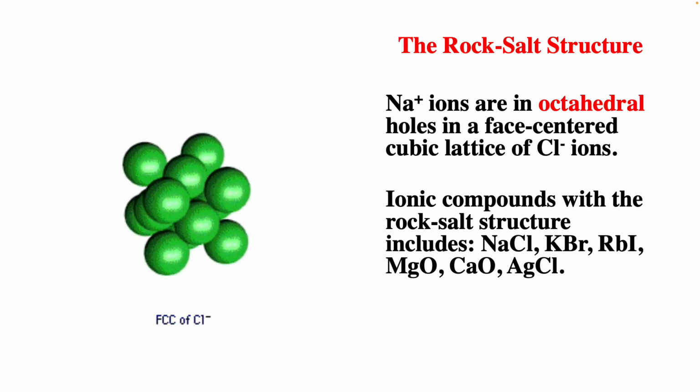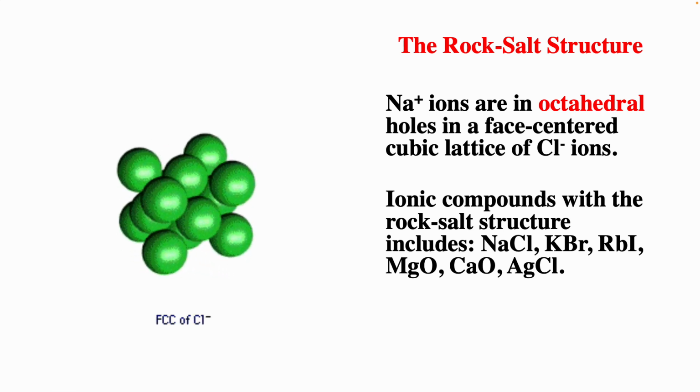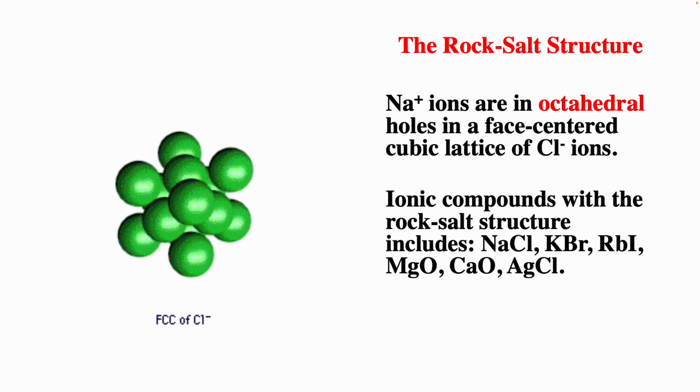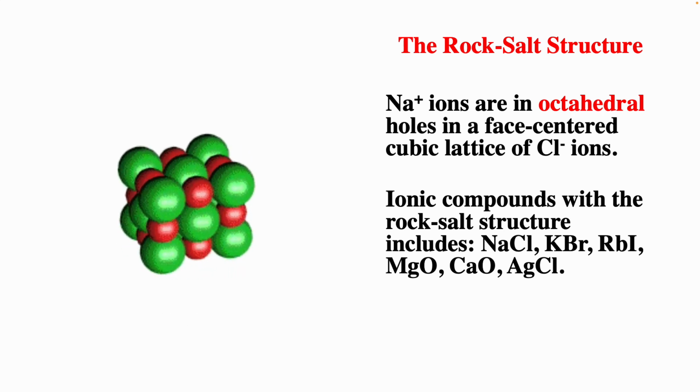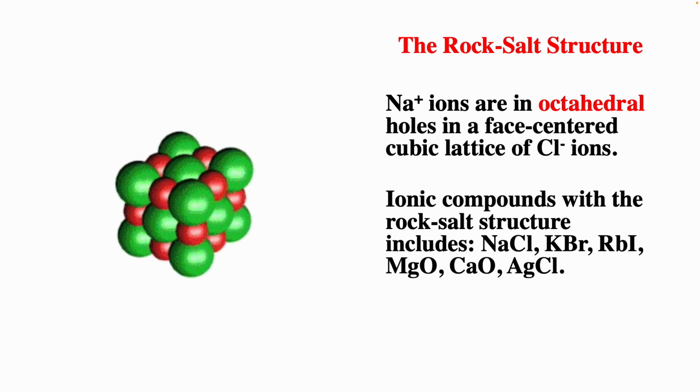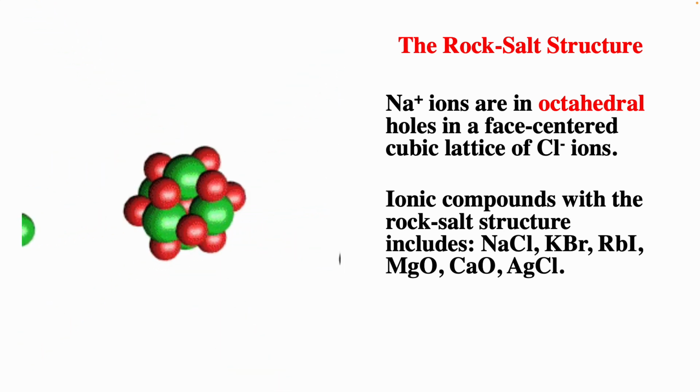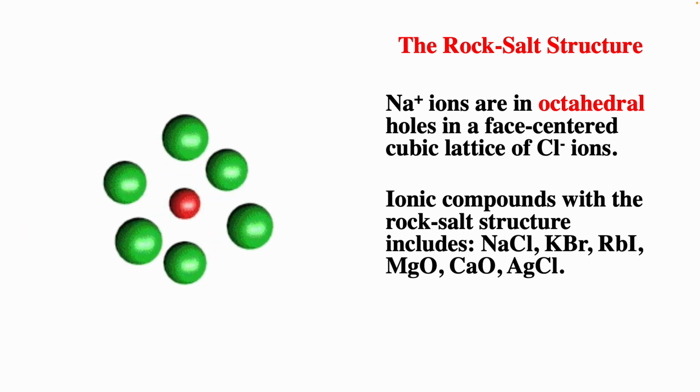Sodium chloride can be built by first constructing a face-centered unit cell of chloride ions. The smaller sodium ions can then fit into the spaces or holes between chloride ions. Notice that each sodium ion in one of the lattice holes is surrounded by 6 chloride ions at the corners of an octahedron. Therefore, the sodium ions are said to fill octahedral holes.